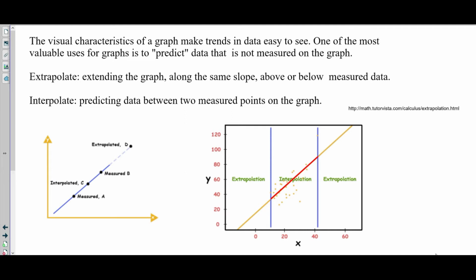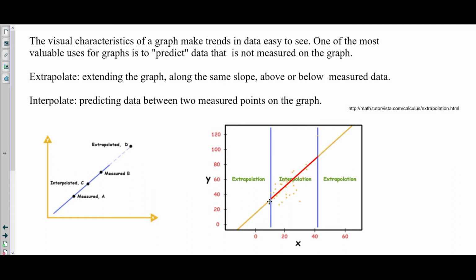We use graphs because a lot of times a table of numbers is very difficult to interpret. If we look at a graph, we can see our trends, and then we can also look beyond our individual data points. We can extrapolate, meaning we can use the same slope above or below the measured data. So if we have 2 points here that are measured, we can extend the line and determine the ordered pair for point D. That's extrapolation.